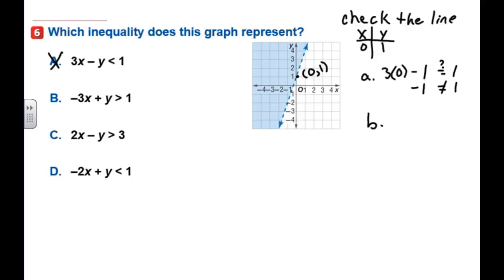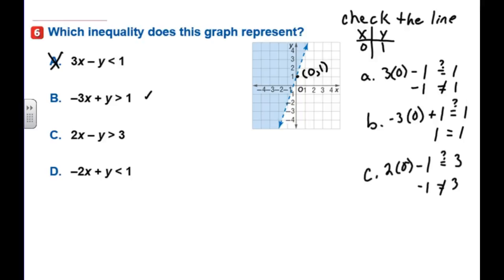If we look at B, we have negative 3 times 0 plus 1. Is that equal to 1? Negative 3 times 0 is 0, and then the 1 equals 1, so it might be B. Maybe. Put a little check, because it might be. When we check C, we do 2 times 0 minus 1. Does that equal 3? We have 2 times 0, which is 0. Does negative 1 equal 3? No. So C can't be it. And then D, we have negative 2 times 0 plus 1. Does that equal 1? Negative 2 times 0 is 0. That 1 does equal 1, and so it might be D. So it's either negative 3x plus y is greater than 1, or negative 2x plus y is less than 1.